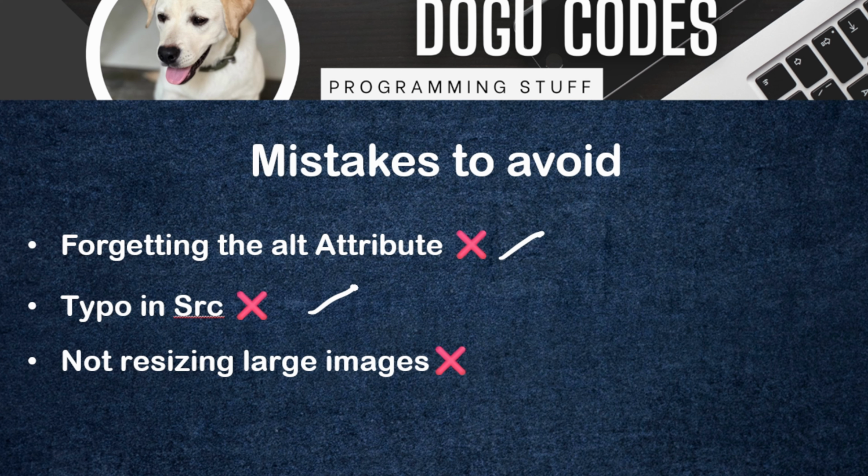The second mistake to avoid is that there should not be a typo in the source attribute, as if there is a typo, the image will not load on your website, showing the alt attribute description, and if you haven't added the alt attribute, then there will be something blank. And then the third mistake to avoid is not resizing the large images, as this makes your website slow and also takes a large space on your website.